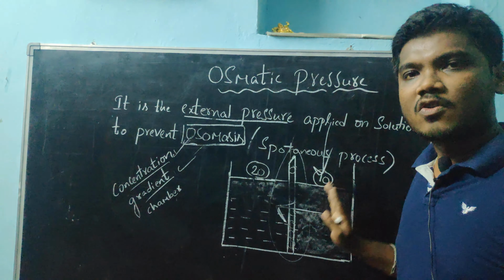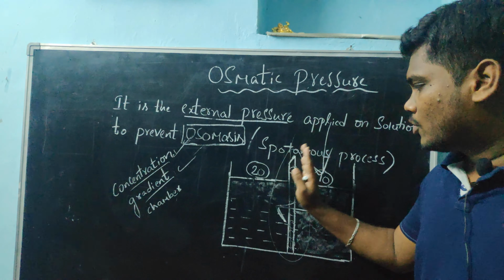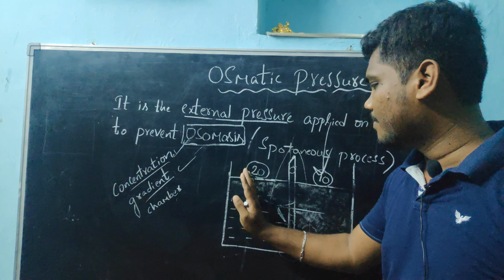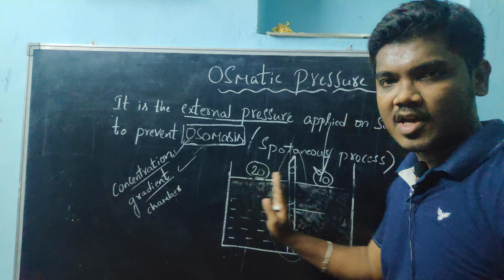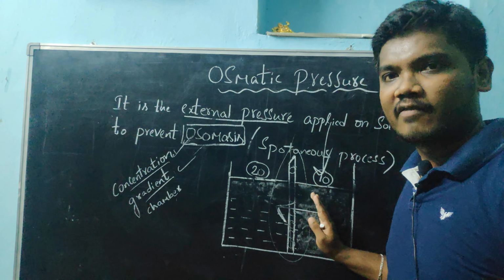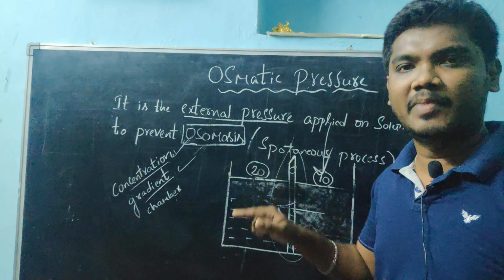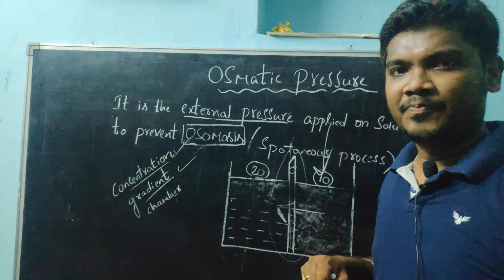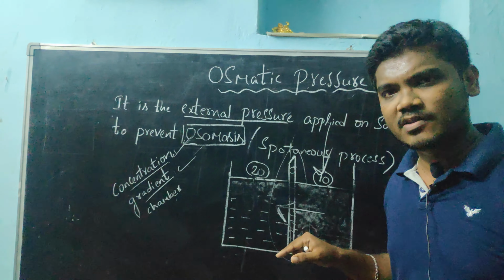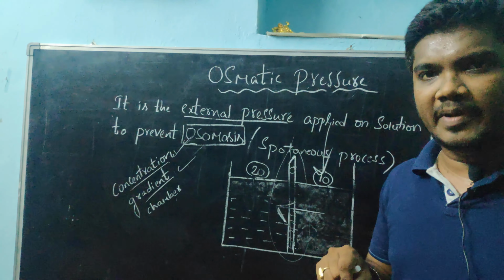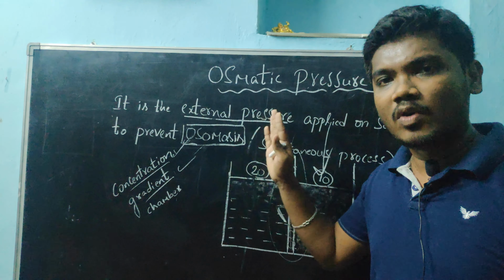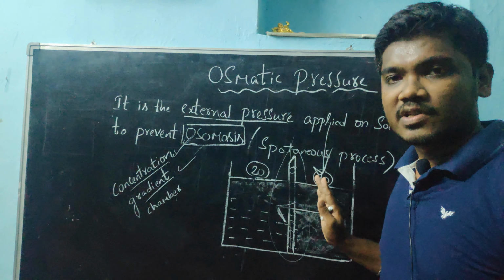Diluted one, concentrated one. Through the semi-permeable membrane, the solvent molecules will flow from high concentration of solvent to low concentration of solvent until it reaches equilibrium. And the entire process is called osmosis. During the definition of osmosis, we are using the term equilibrium. Similarly, we are saying continuously that solvent molecules only flow from diluted to concentrated.